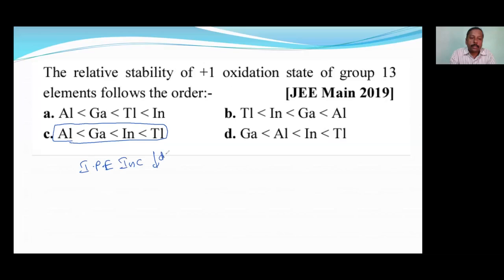Down the group, so boron is here, then aluminium, gallium, indium and thallium. Okay, the inert pair effect increases down the group, therefore +3 stability decreases and +1 stability increases. So the answer will be option C. C is the correct option. Now let's see the next question.